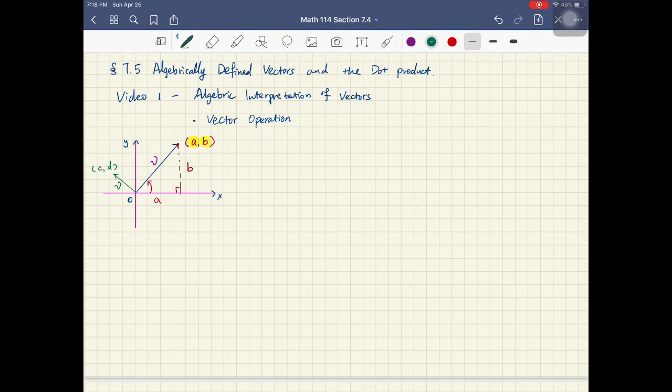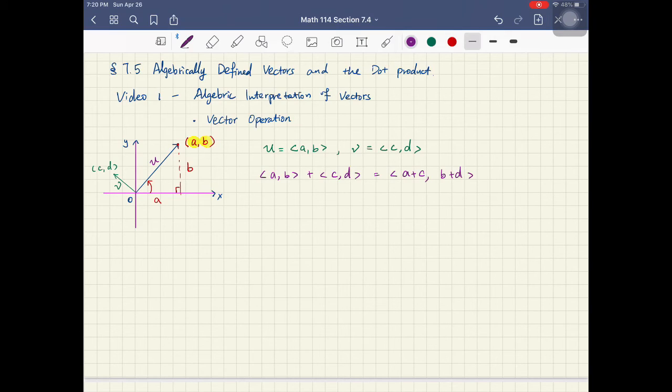So what I can say is I have a vector u which is a comma b, and then I have a vector v which is c comma d. When we're adding two vectors, here I'm not going to say u and v, I'm more talking about the a, b, and c, d. So when I add the vector a, b and the vector c, d, I'm simply adding the horizontal components together and then the vertical components together. That means I can just add a and c to make the new horizontal component, and then b plus d to have the new vertical component.